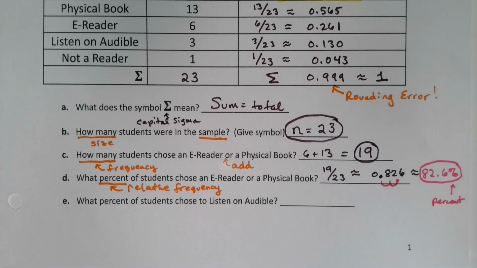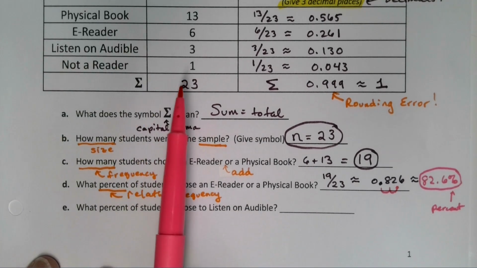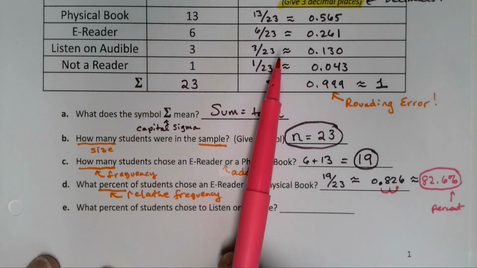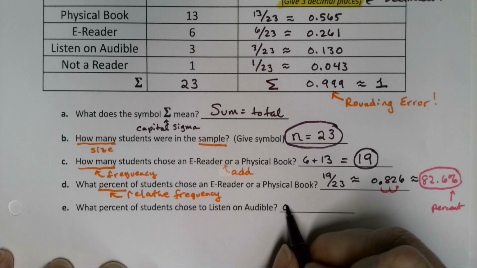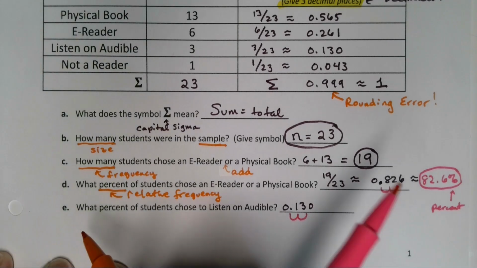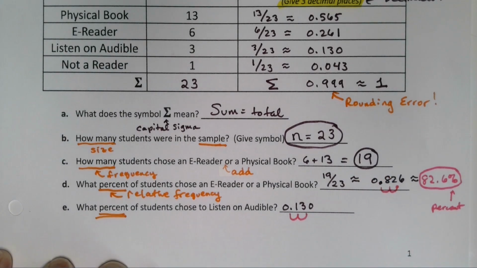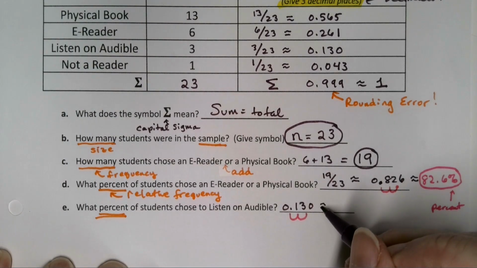All right, so let's do the same thing again. What percent of students chose to listen on Audible? All right, listening on Audible was 3 out of 23, which was 0.130. Okay, so we know this is 0.130, so we move the decimal one spot, two spots, because again, they want a percent, and we're going to make this 13%.